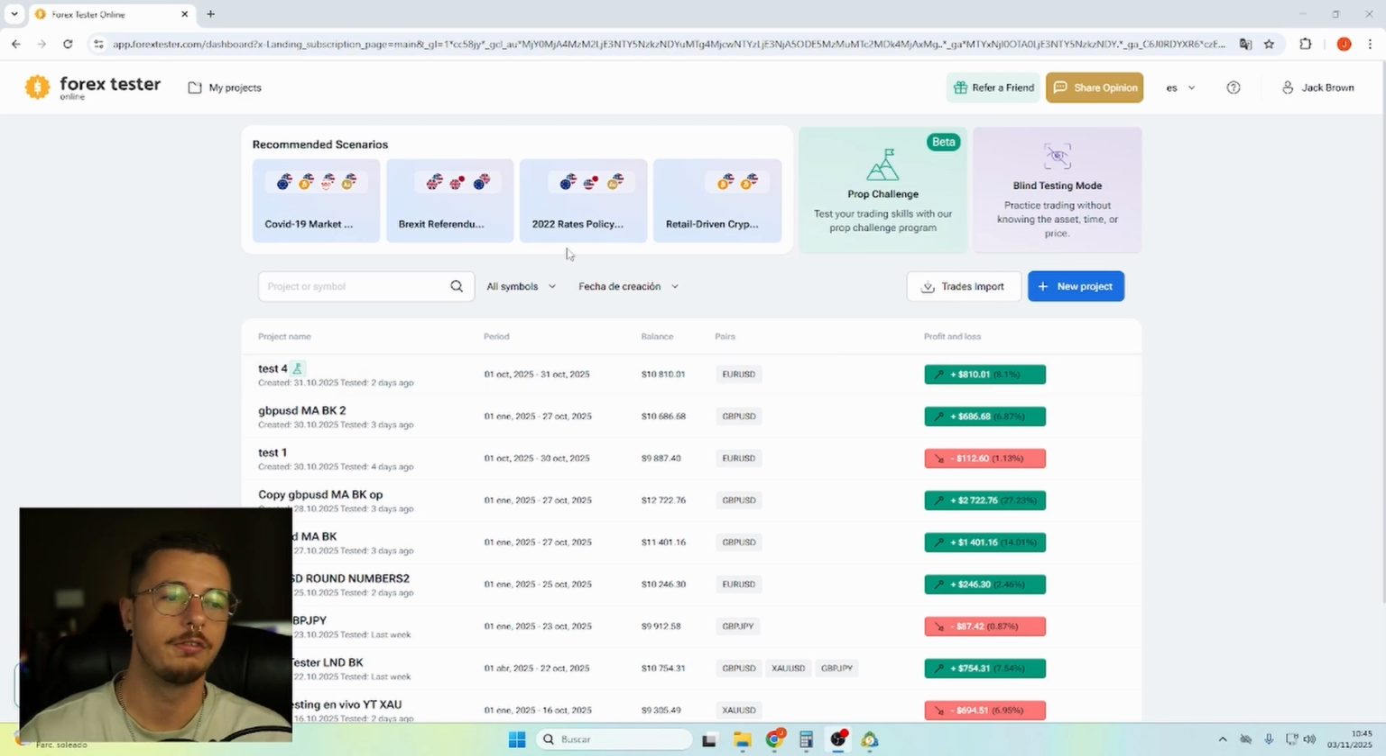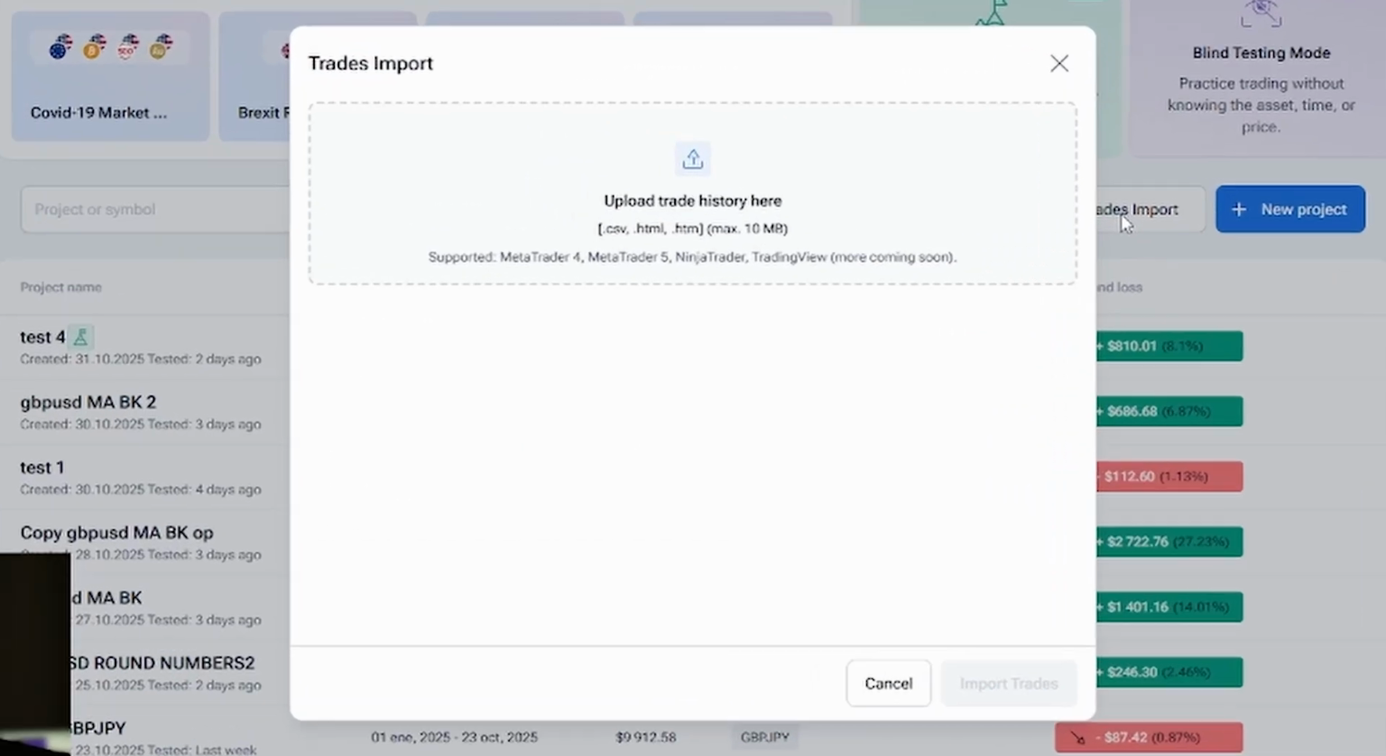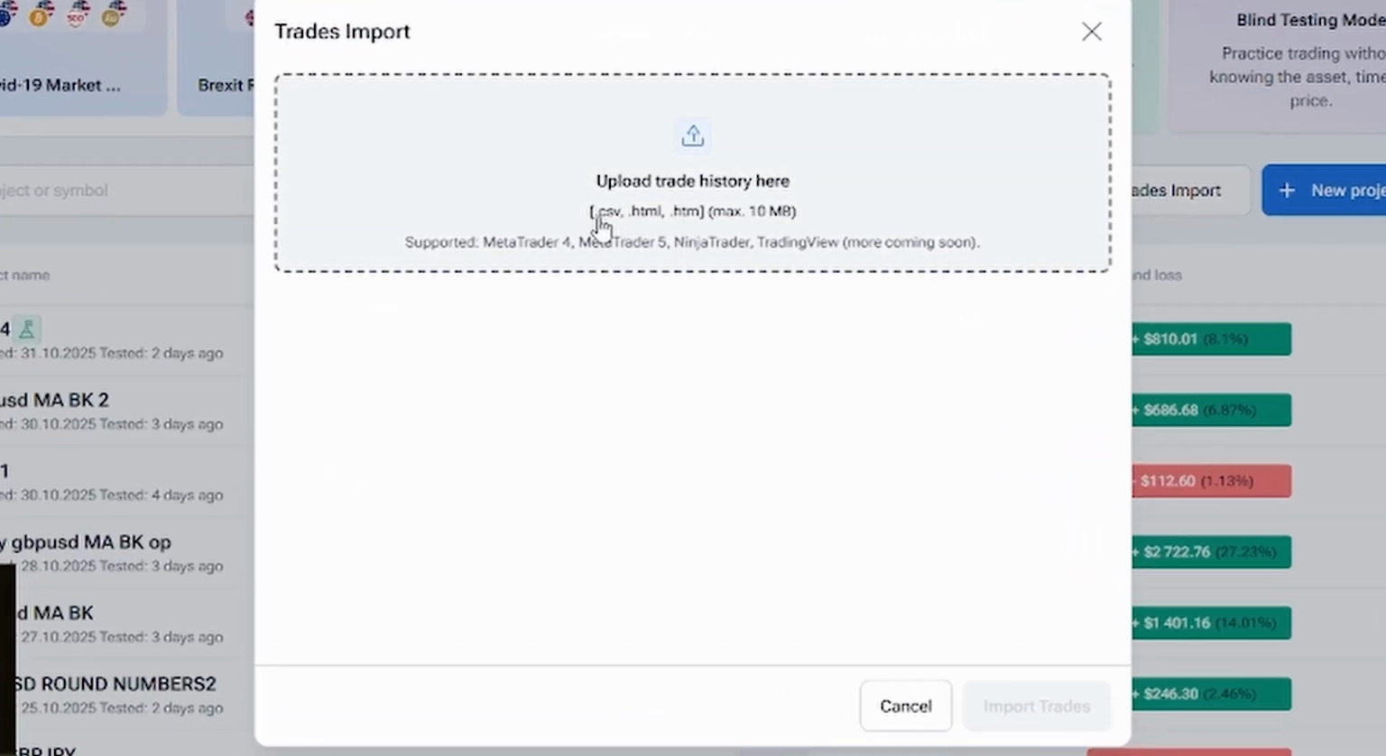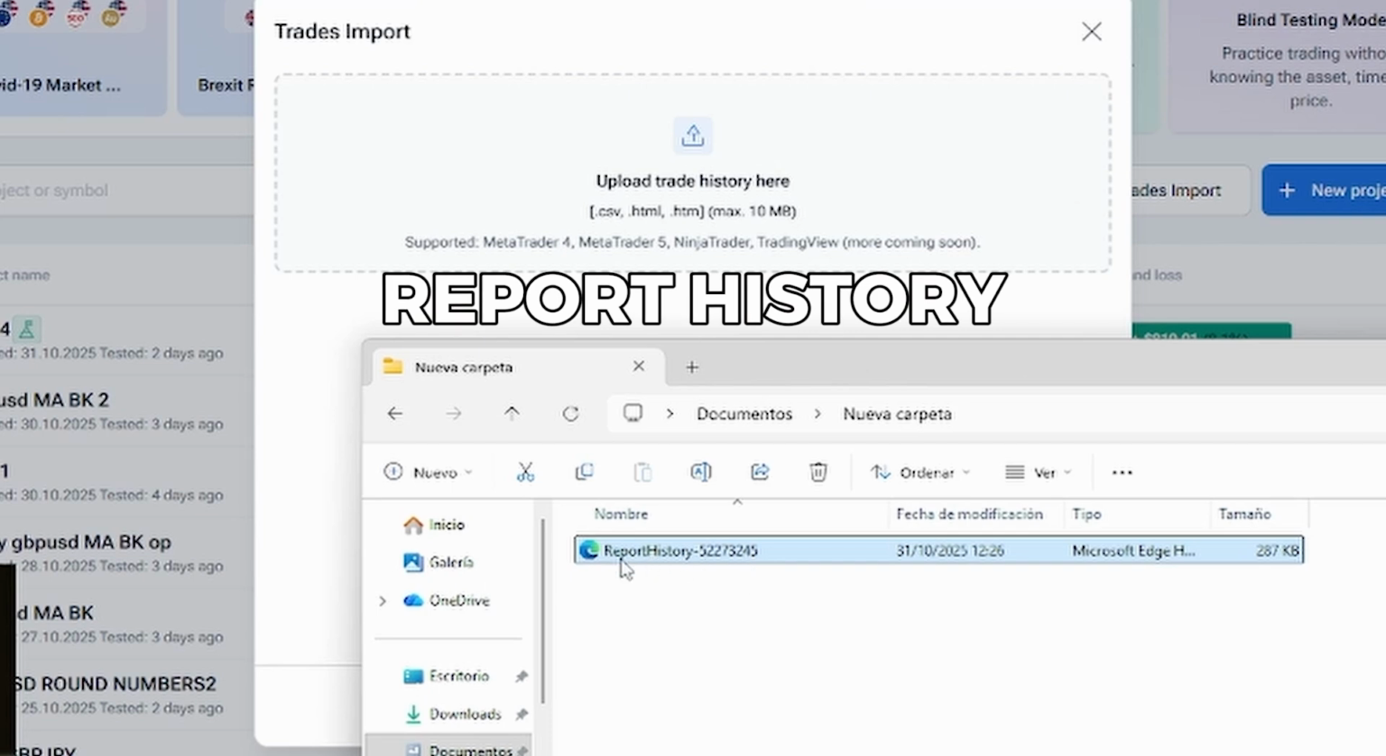So we're going to start off in our dashboard where we can see all our backtests, and we basically just need to come here and go to Trades Import. You can see here we can upload it in CSV or HTML, with a max of 10 megabytes, and the supported platforms are MT4, MT5, NinjaTrader, TradingView, and more that will be coming soon. So basically the only thing we need to do is import our report history.